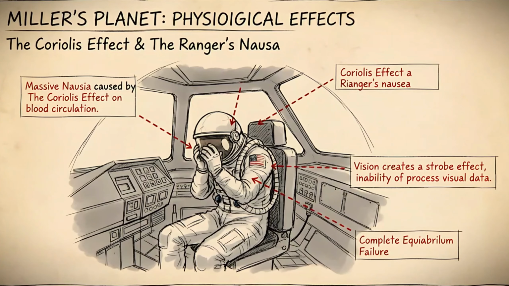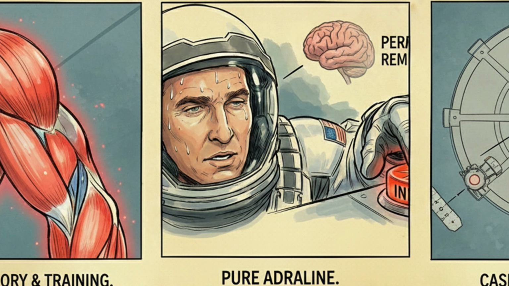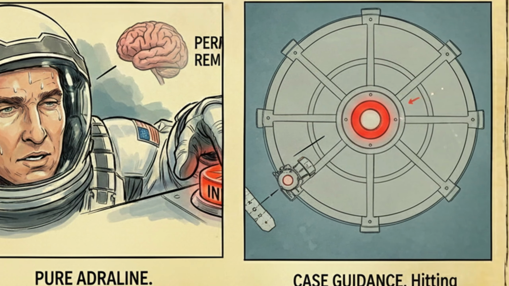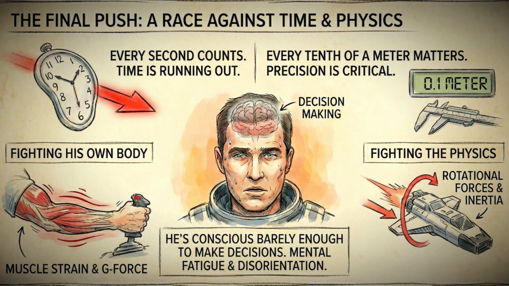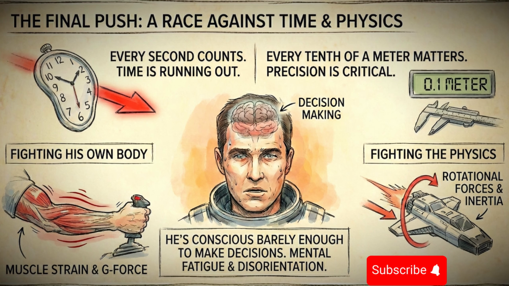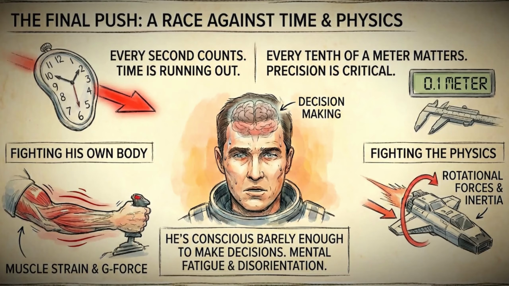He has to initiate the dock before his brain shuts down. He relies on muscle memory, on Case, on pure adrenaline, on the training that's been burned into his nervous system. He has to hit that center bullseye before the G-forces and disorientation tear everything apart. Every second counts. Every tenth of a meter matters. He's conscious barely enough to make decisions. He's fighting his own body, fighting the physics, and then it works.